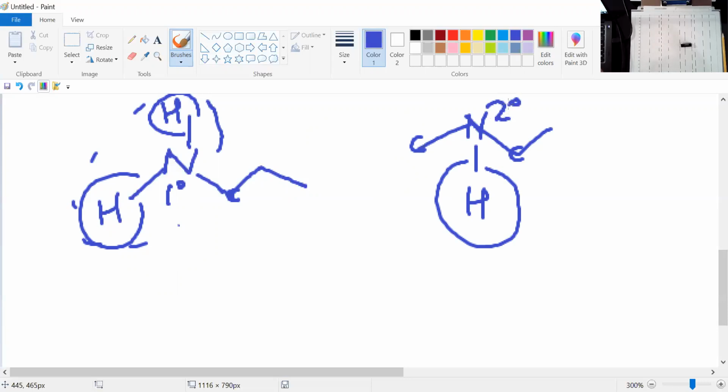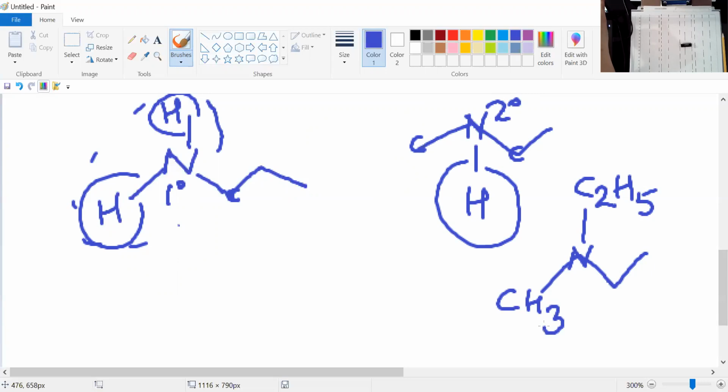What about a tertiary amine? A tertiary amine has no hydrogen on it. Now, this is something that you have to understand and remember. The tertiary amines are not visible on your IR spectra also.